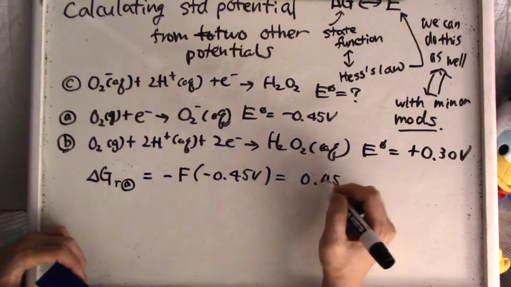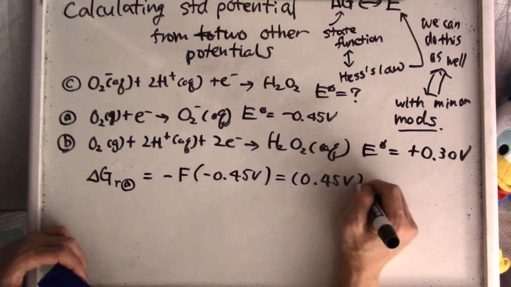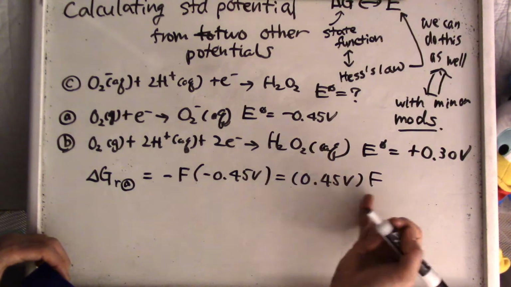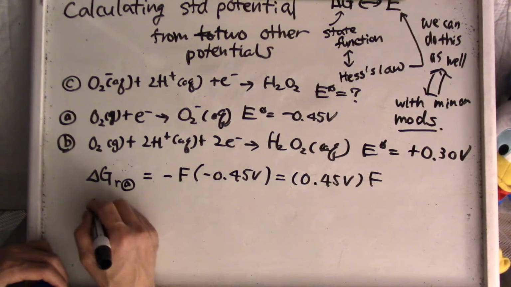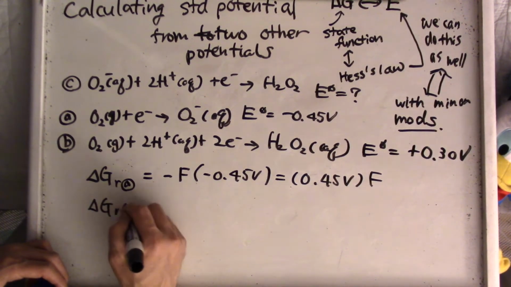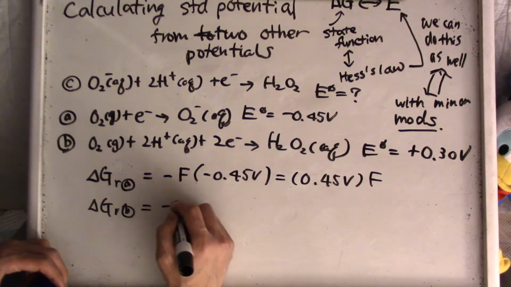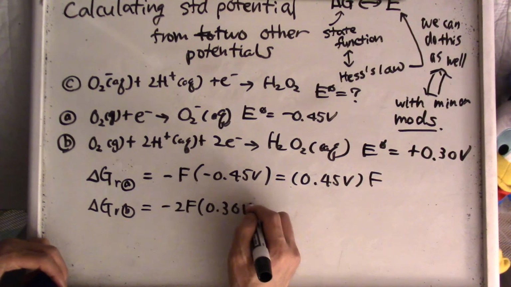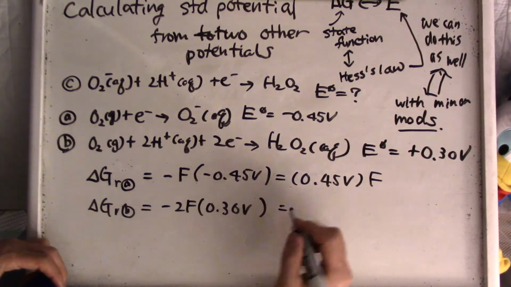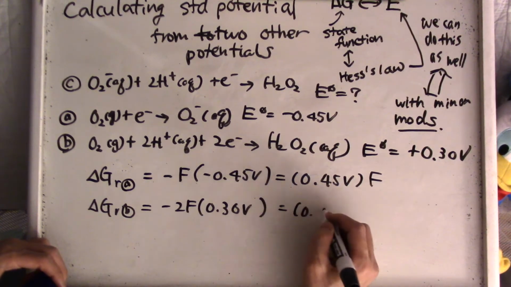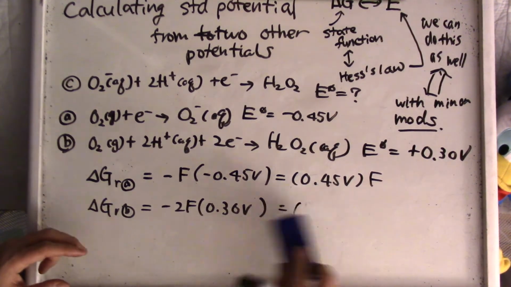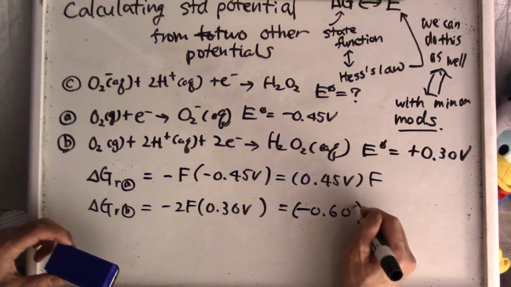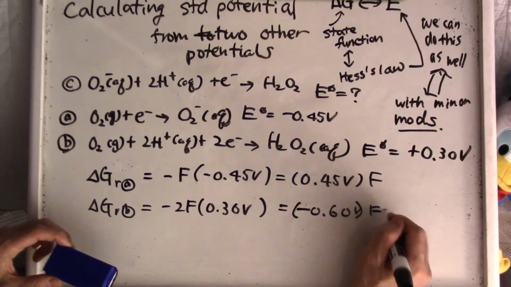I'm just going to use volts times the Faraday's constant. They're going to cancel out at the end, so I'm just going to keep it this way. Delta G of the reaction for reaction B is equal to, in this case, minus 2F times 0.30 volts, which is equal to minus 0.60 volts times F.